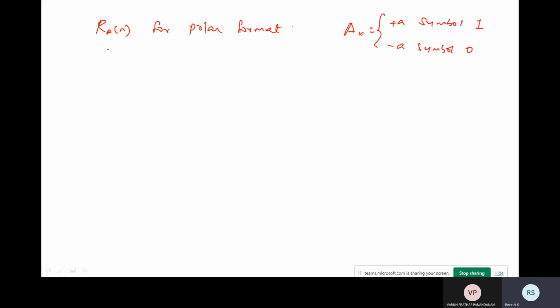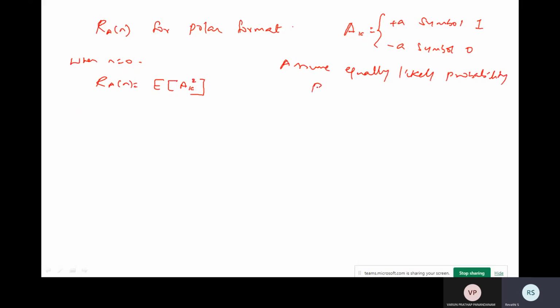So here, again as usual, you can concentrate on n equal to 0. When n is equal to 0, RA of n can be written as the expectation of AK square. Here again you can assume equally likely probability. Therefore, the probability of AK equal to plus A will be equal to the probability of AK equal to minus A, equal to 1 by 2.